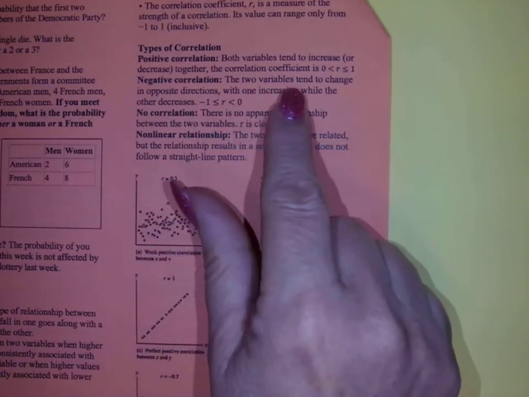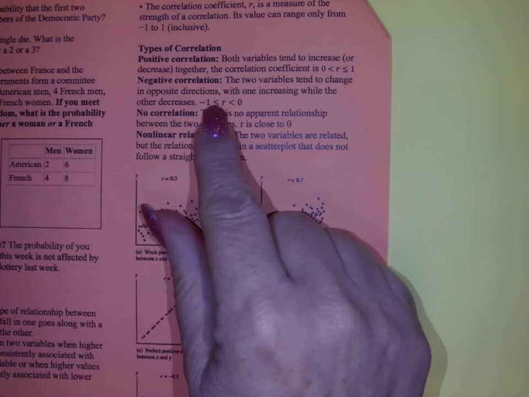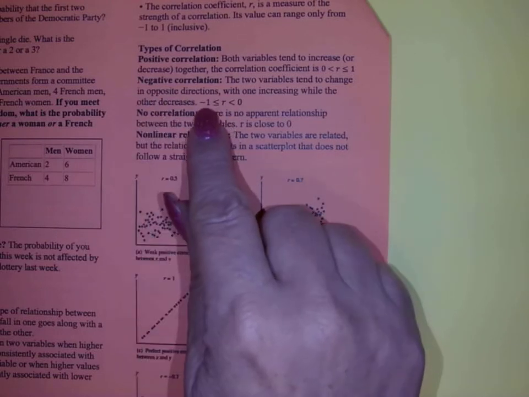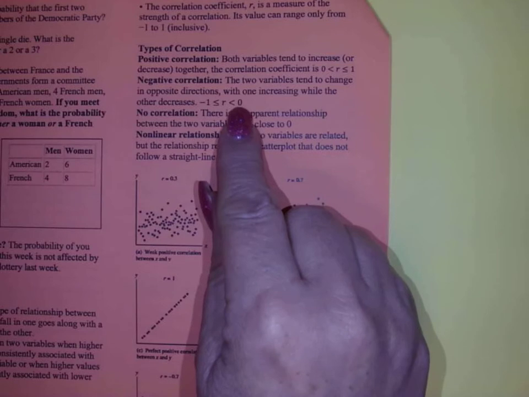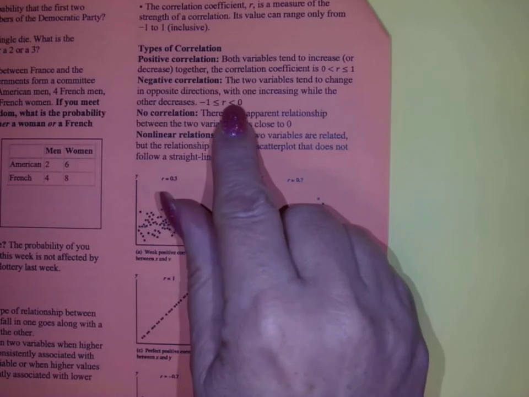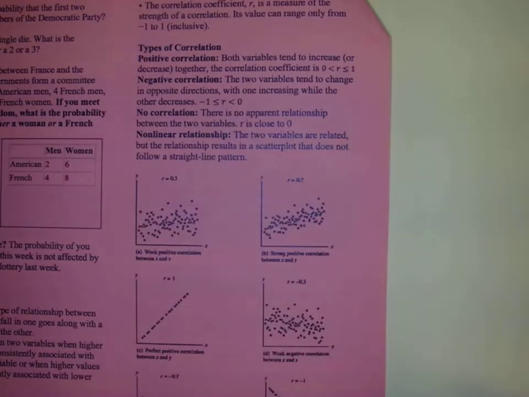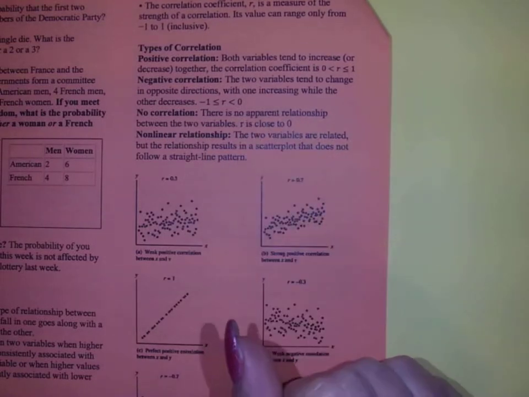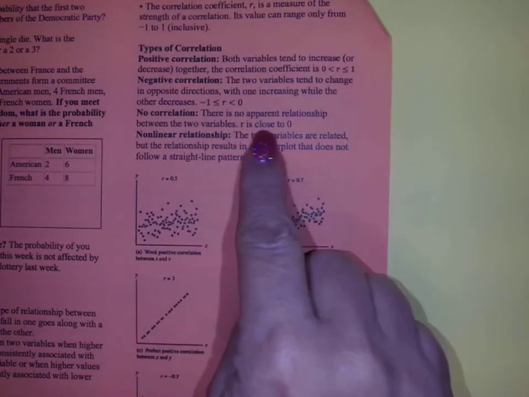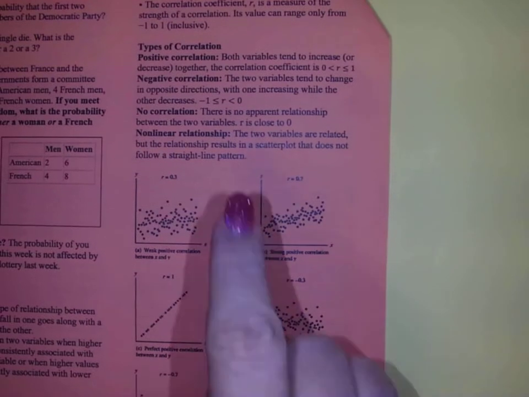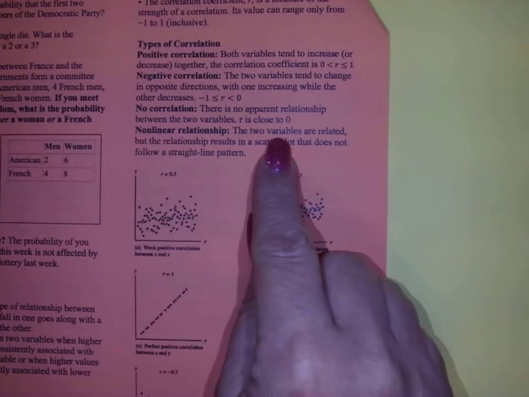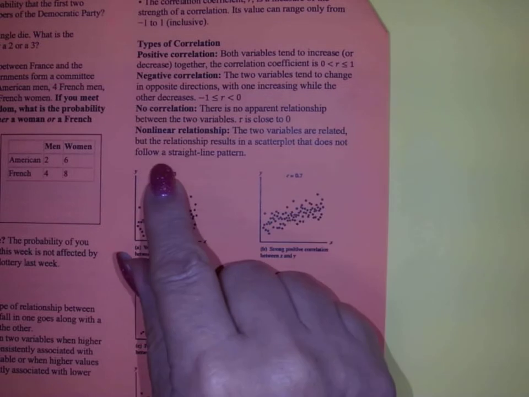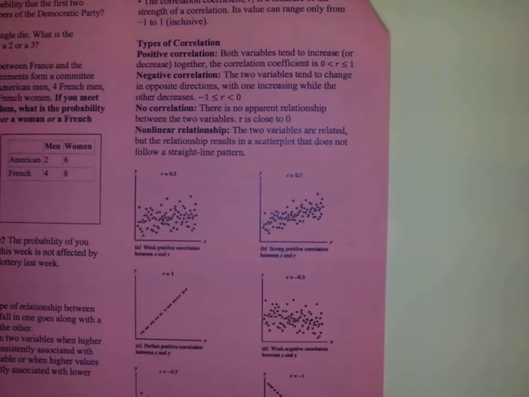Negative correlation, the two variables tend to change in opposite directions, with one increasing while the other decreases. This will be from -1 up to, but not including 0. So less than 0 still, but going all the way down to -1. Now, no correlation means there's no apparent relationship between the two variables, and R is going to be close to 0. Nonlinear relationship means the two variables are related, but the relationship results in a scatter plot that does not follow a straight line pattern.